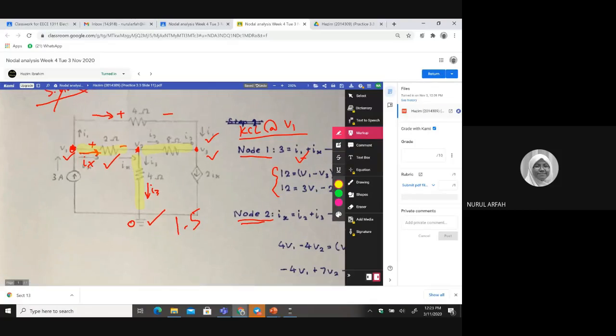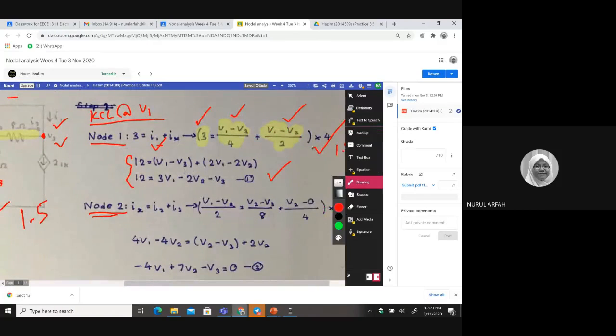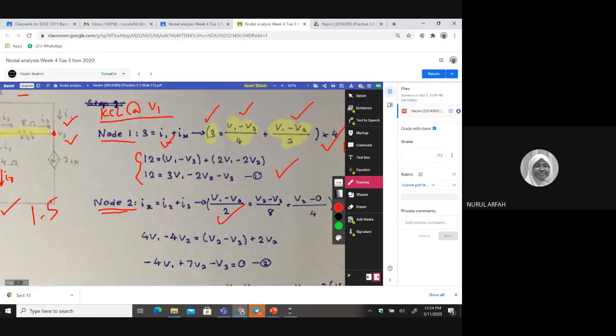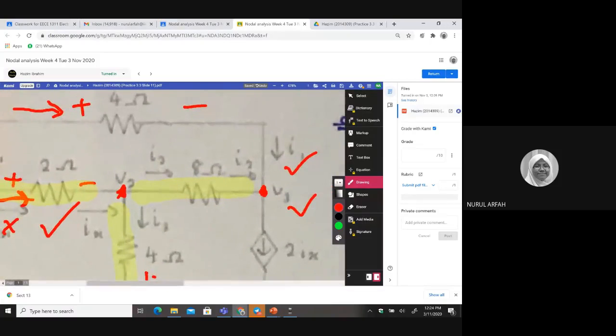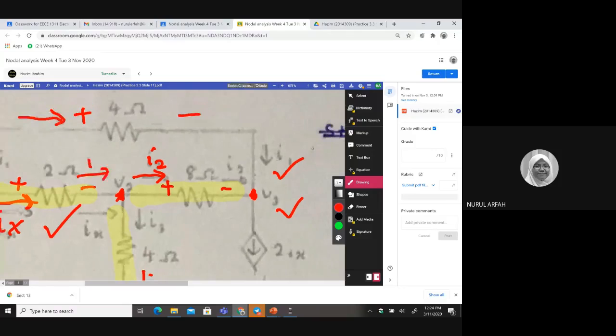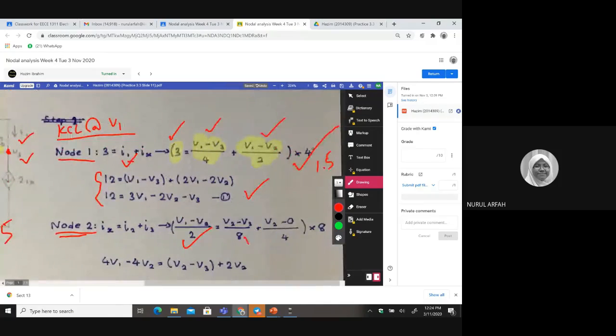So the first one, V1 minus V2 over 2. Yes, correct. And then V2 minus V3 over 8. Why is this correct? Because the current is entering this side. This is I2, so should have a plus here and minus this side. And since this is IX, IX is equal to I3 plus I2, right? This is KCL at this point. So for I2, you have V2 minus V3 divided by 8. That's why Hazim gave this.